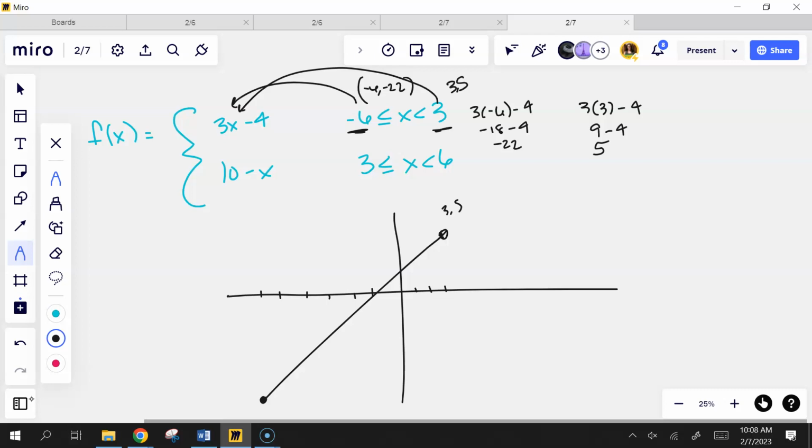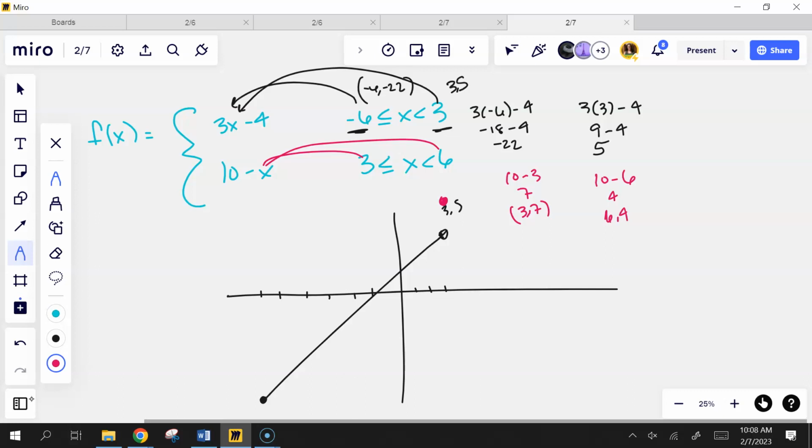And then if I do the other line, I'm going to plug in 3, and then I'm going to plug in 6. So if I plug in 3, I get 10 minus 3, which is 7, right? So this point is 3, 7. So right above, is it open or closed? Closed, because there's a line under it. And then I plug in 6, and I get 10 minus 6, which is 4. So 6, 4.